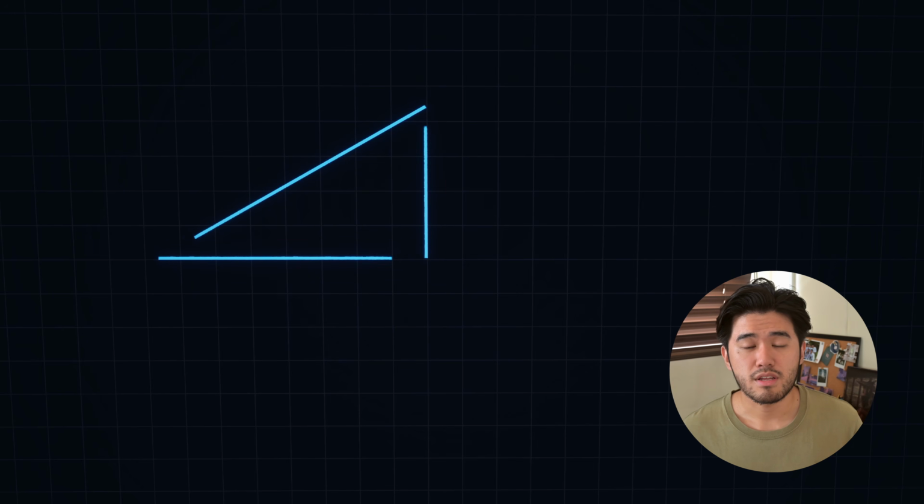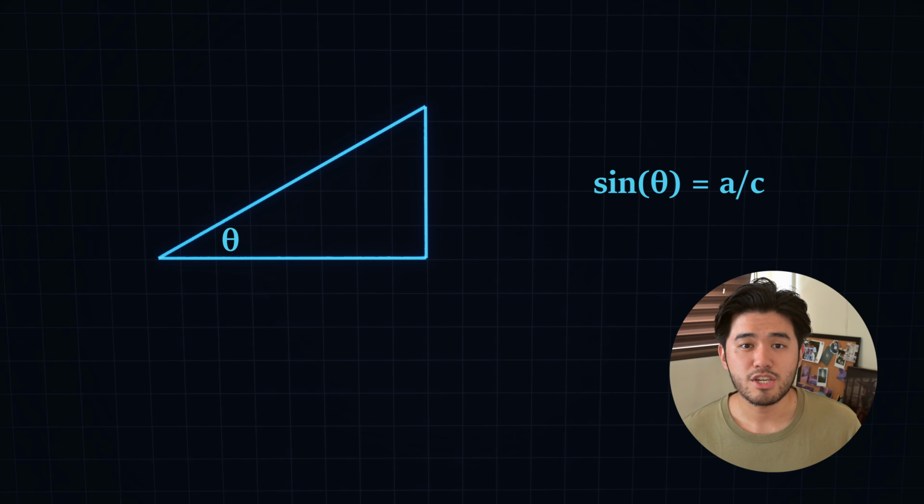So, sine and cosine, what exactly does that mean? It's actually much simpler than what you might think. By definition, given an angle of theta on a right triangle, the sine is the ratio between the opposite side of the triangle to the longest side of the triangle.